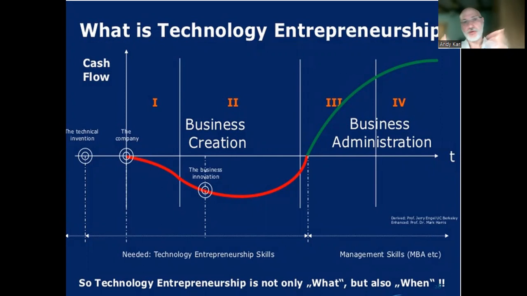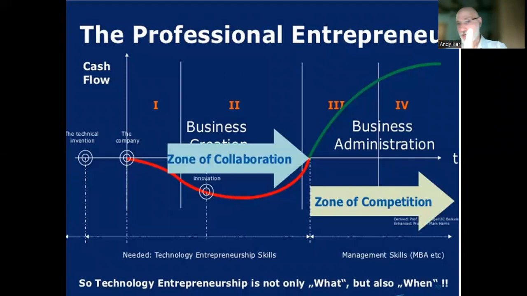Then the next step is, of course, to create a business via business innovation. You need to create your business. You create your business, but you haven't started selling it. Then you start getting into the market, and then you start running your business. You can see that we are in the competition zone when we start running a business, and in the zone of collaboration with internal and external stakeholders when you start to create your business.